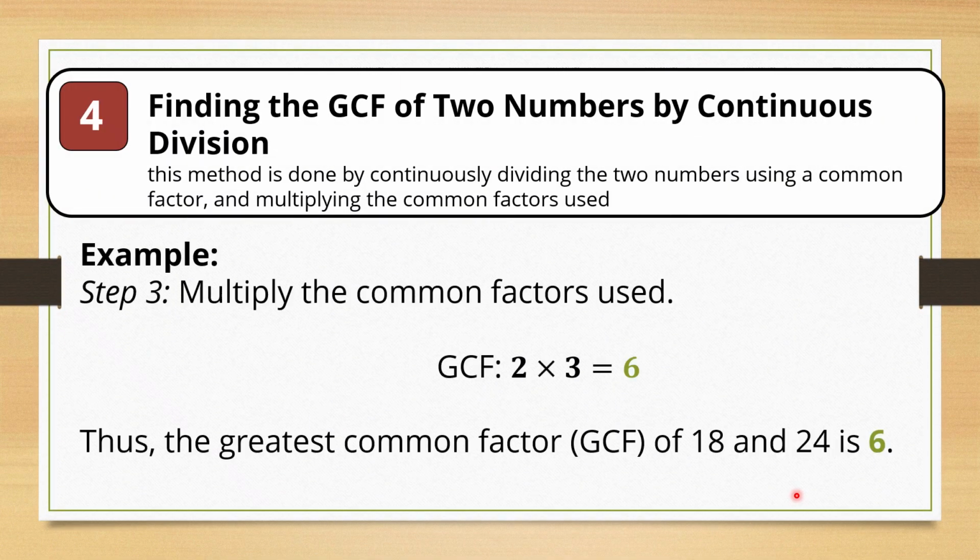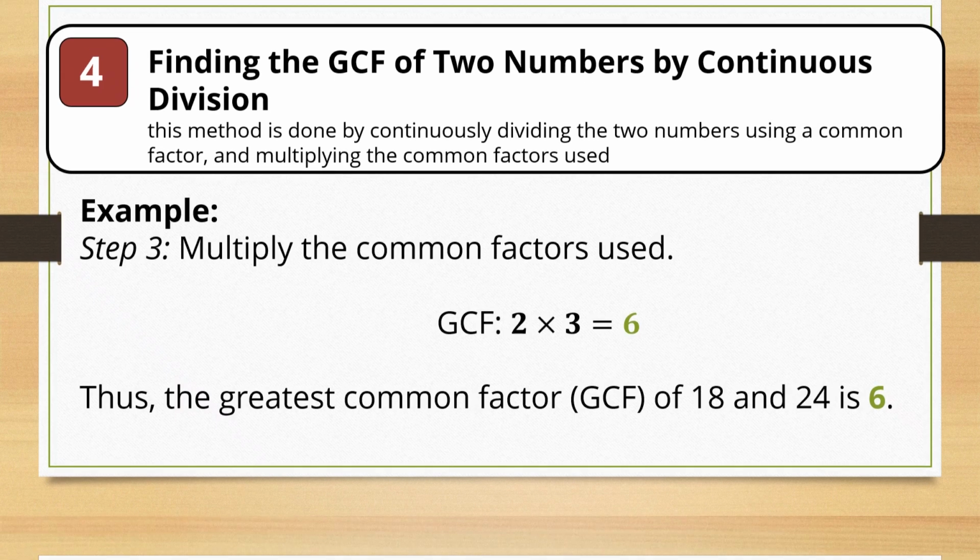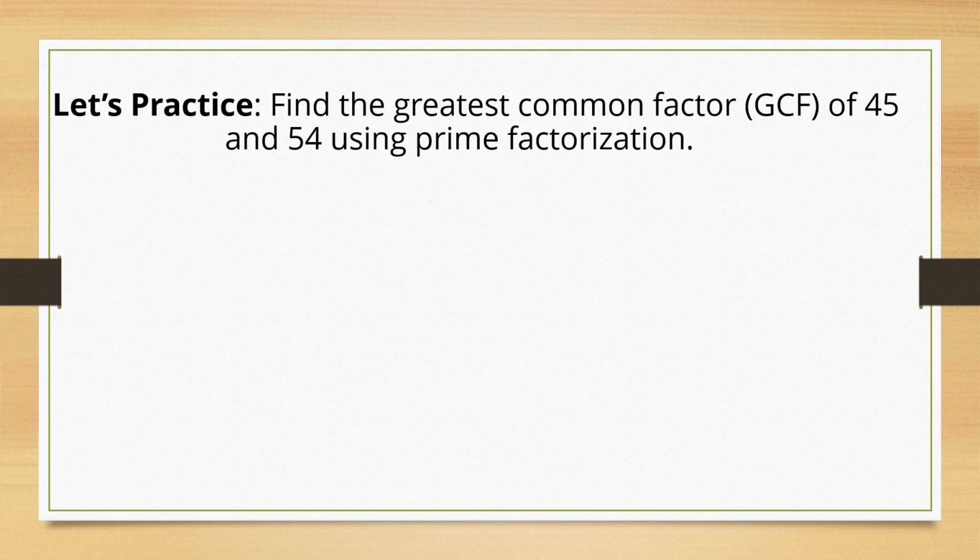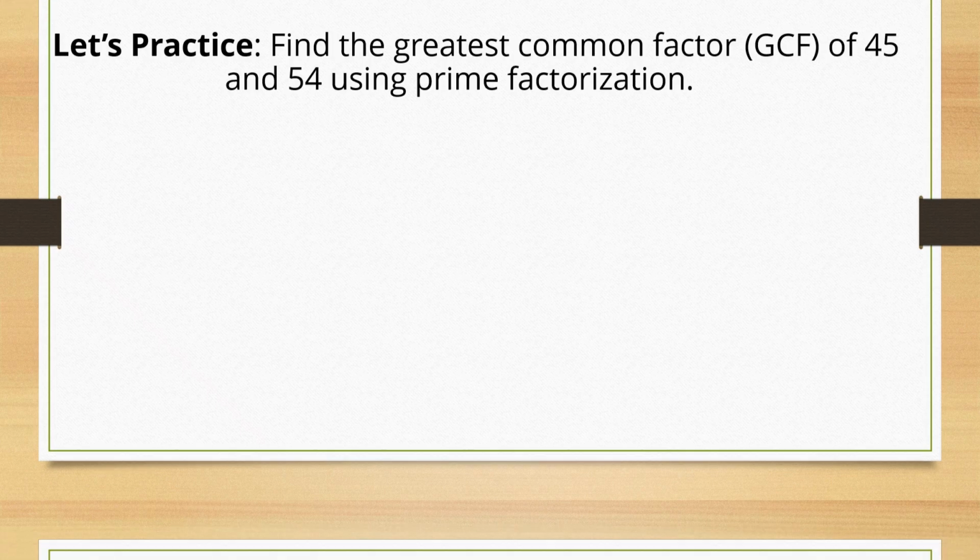Okay, going back to the 2 and 3 written on the left side, these are the common factors being used. With these numbers, you are going to multiply 2 and 3, and that would give you 6. 2 times 3 equals 6. Thus, the greatest common factor of 18 and 24 is 6.